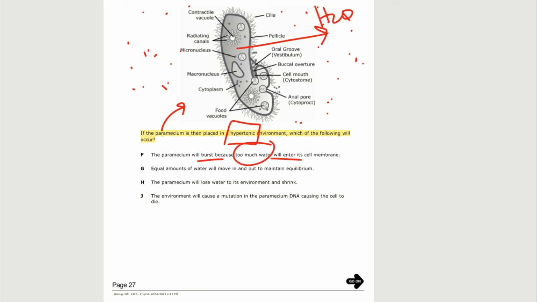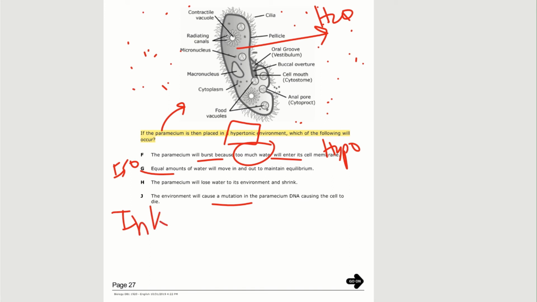Can you see what I just drew? Equal amounts of water will move in and out. Hypertonic is not isotonic, guys. The paramecium will lose water to its environment and shrink. I think that's what I wrote. The environment will cause a mutation. What? In the DNA.